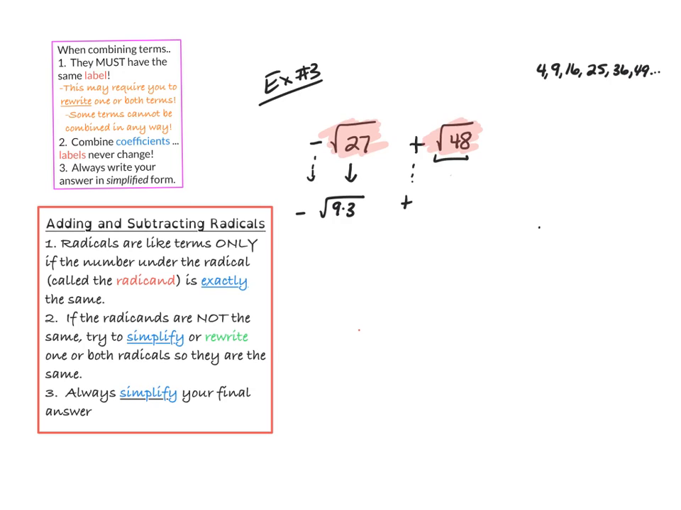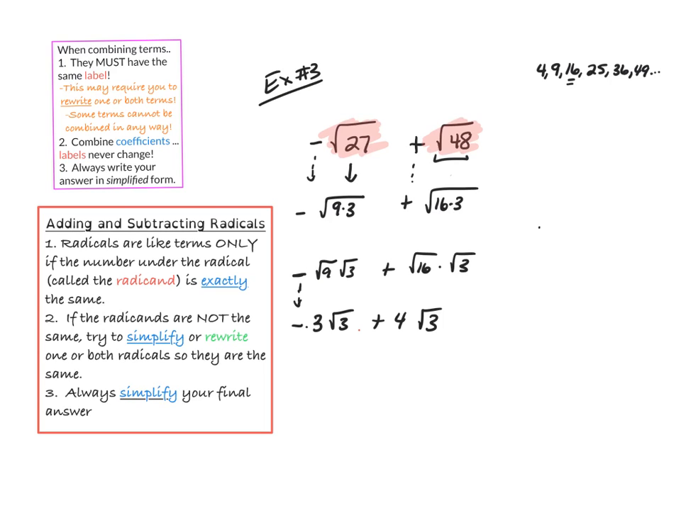With 48, the biggest perfect square that goes into it is 16. So I could rewrite that as 16 times 3. So with the negative, that just stays out front. If 2 numbers were multiplied under one square root, they each could get their own square root. So I will apply that twice. And then I will simplify the square root. So here our negative is just a coefficient. So we have negative 3 root 3 plus 4 root 3.